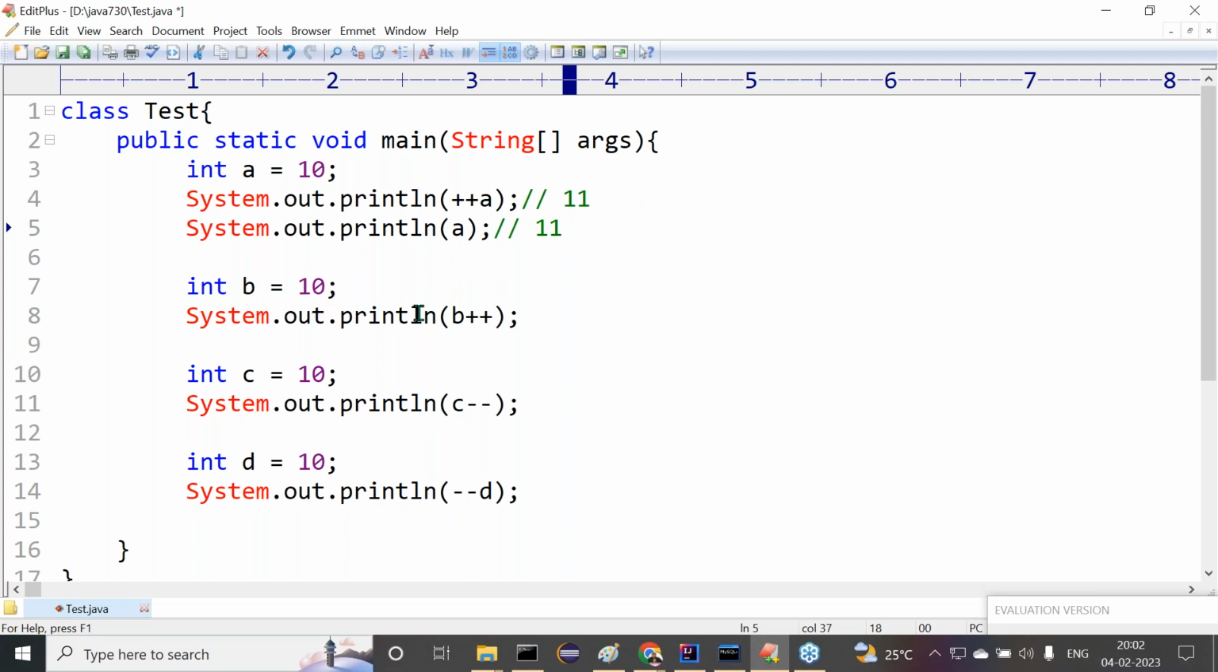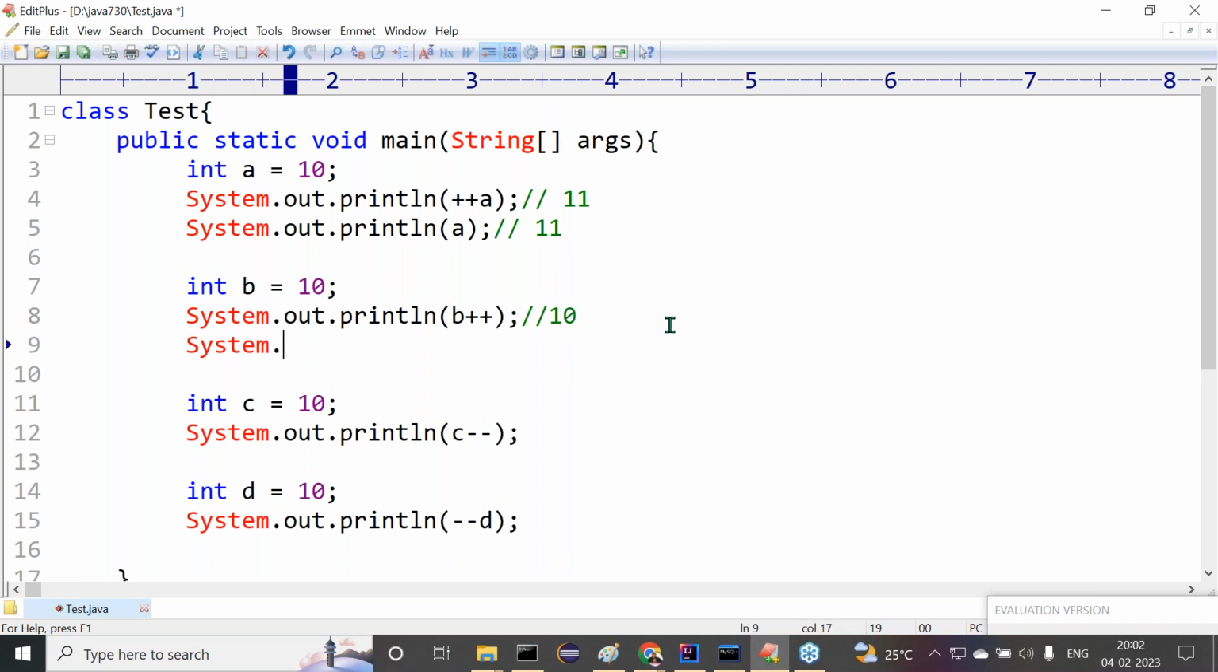Next one is int b is equal to 10. Now here, what happened? System.out.println of b plus plus. The current value of b will be displayed here. What is the current value? 10. Then after that, System.out.println of b. Now tell me, what value are we able to get? Internally the b value is incremented in memory, am I right or not? So what value are we getting now? 11 we are getting there.